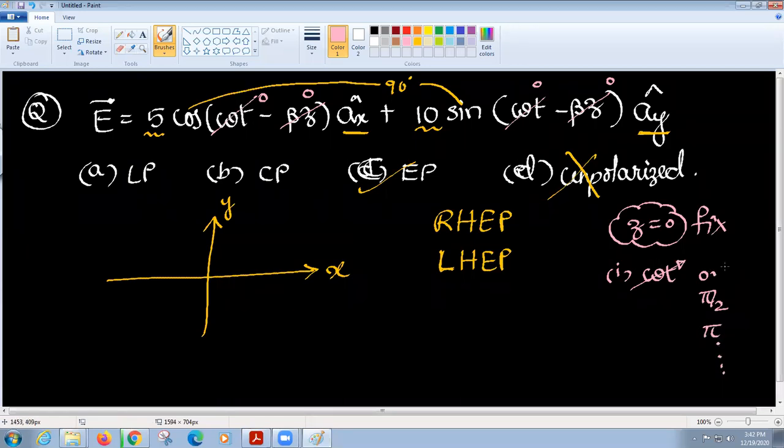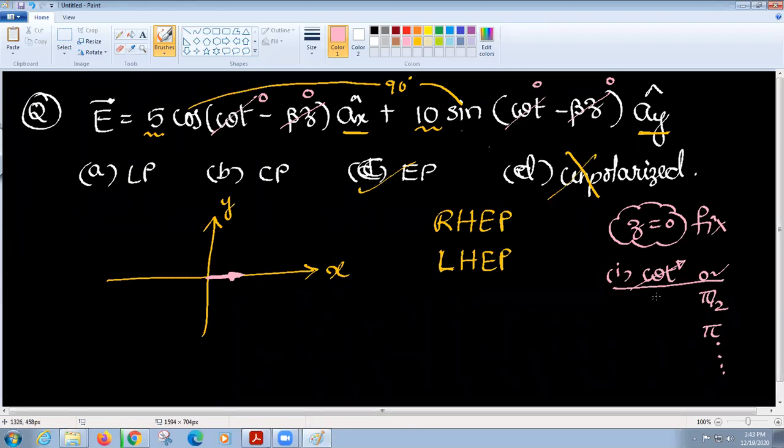Now, first case is this, omega t equal to 0, z equal to 0. So now what you get is 5 AX. So you have something like this. Okay, 5 AX along x-axis. Now, what about this? Omega t equal to 0, z equal to 0, sine 0 is 0. So there is no y component, you have only x component for this case.